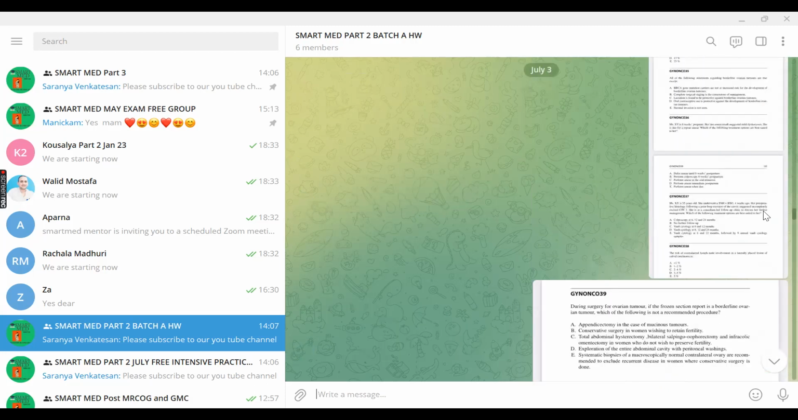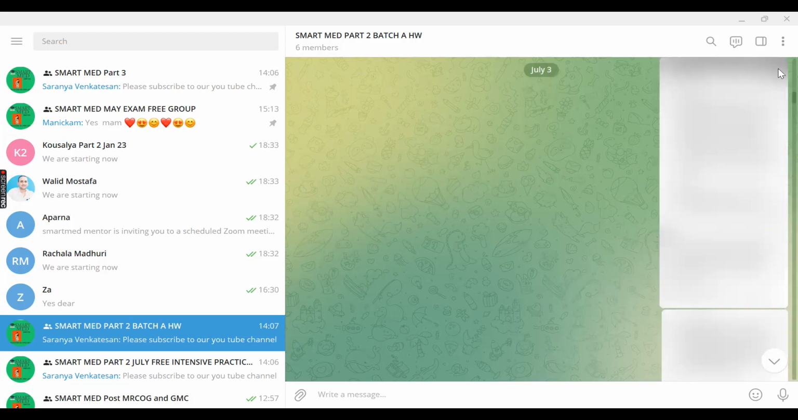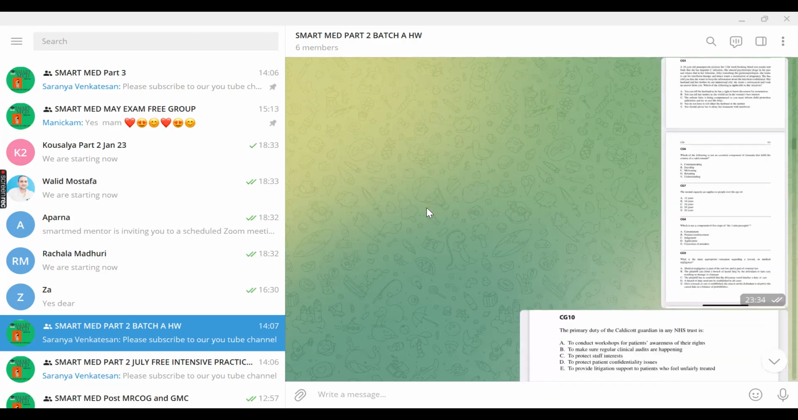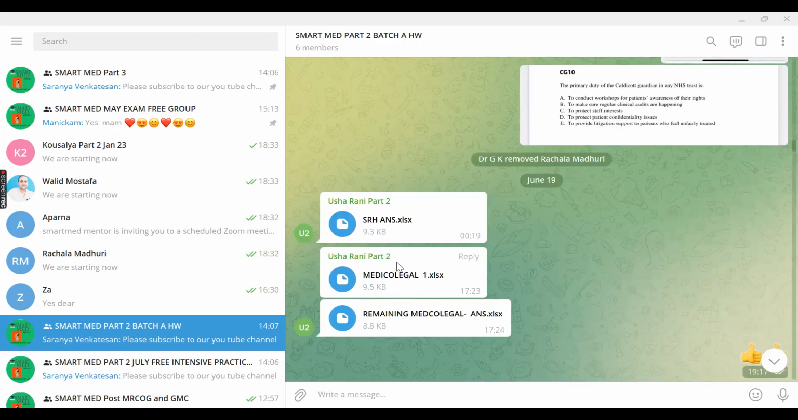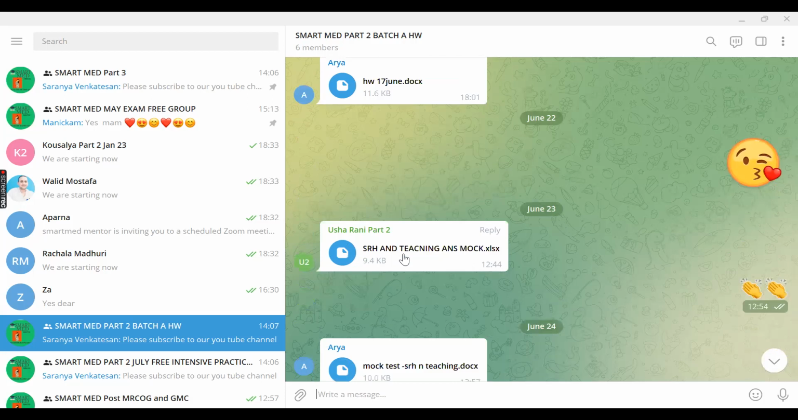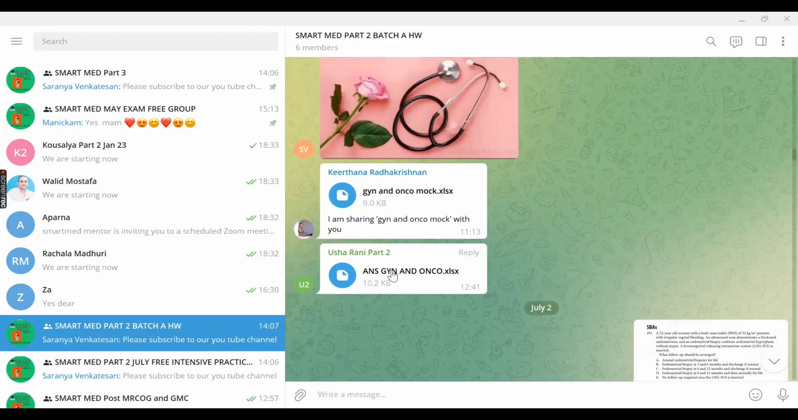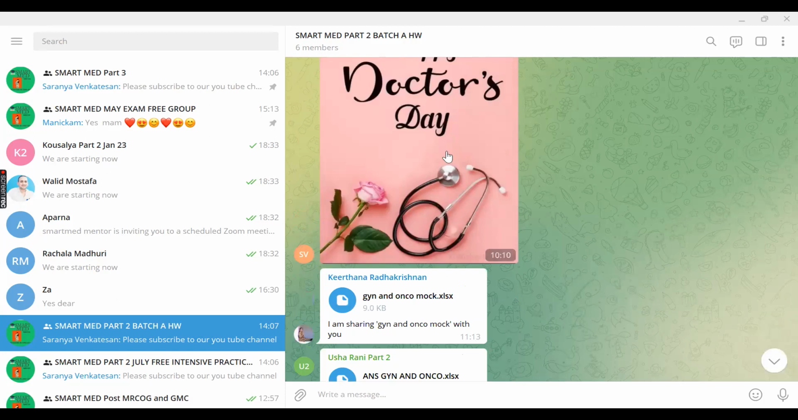I can show you, this was just the latest ones. We will have a definite set of questions, so you can see this is going to be a mock exam. These are the answers that we've been posted. For example, this is one of our candidates, her mock exam on SRH and teaching has been conducted, and she's posted the answers, so she'll be evaluated. In the same way, each and every mock: this is for the gynae module, and this is for the gynae oncology module. All that will be posted for our candidates. So we will see to that.